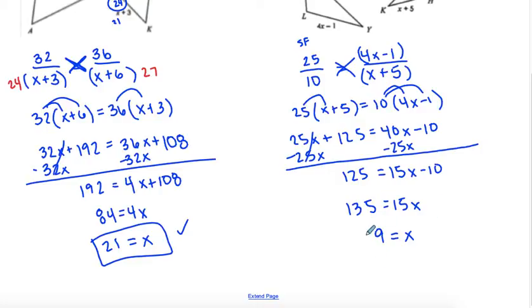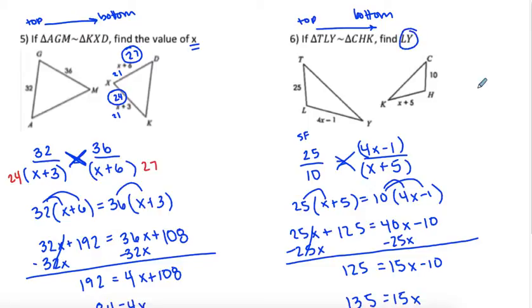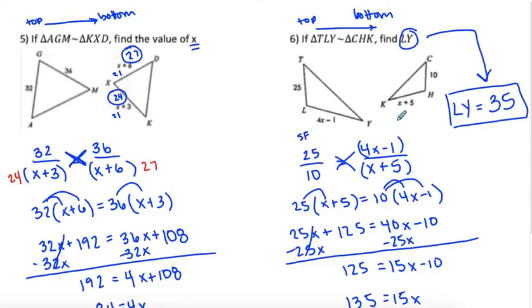So x is 9. So even though we stopped here before, if we look at our question, this is telling us to find LY. So how long is LY? So if I plug in 9, I'm going to have 4 times 9, 36 minus 1 is 35. This is the answer that they've asked us to find. If they asked us for K to H, 9 plus 5, we would have our 14 there. So 25 is the same as 10, the same way that 35 goes with 14. So if we compared those would be equal.